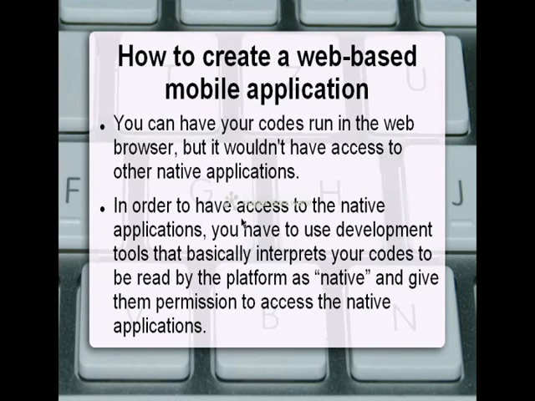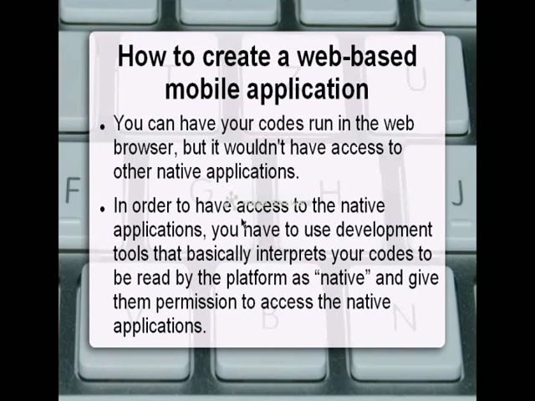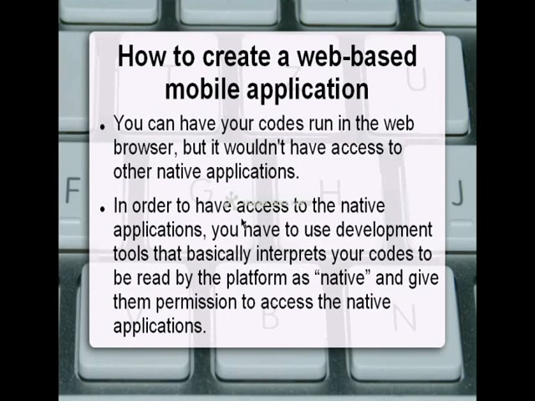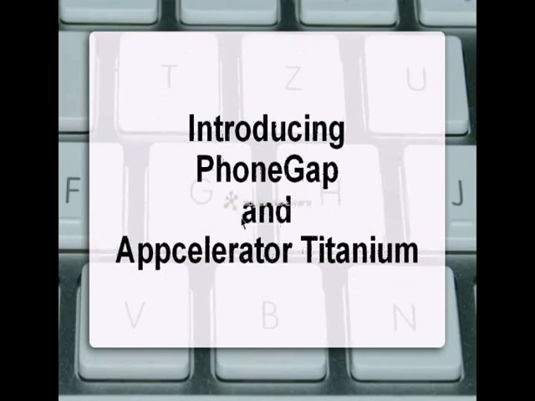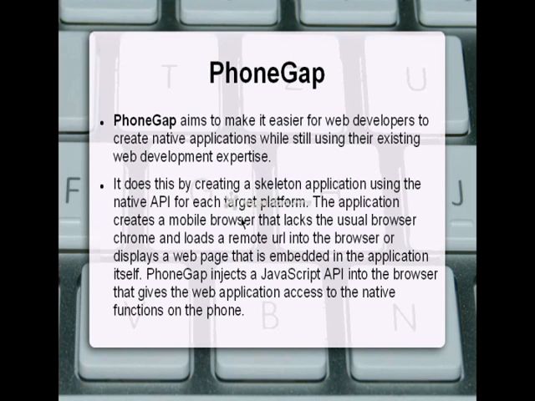Now, how to create a web-based mobile application? You can have your code run in the web browser, but it wouldn't have access to other native applications. In order to have access to the native applications, you have to use development tools that basically interpret your code to be read by the platform as native and give them permission to access the native applications. Introducing PhoneGap and Accelerator Titanium.